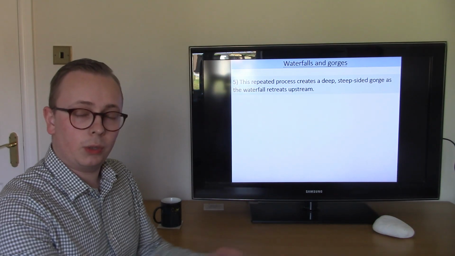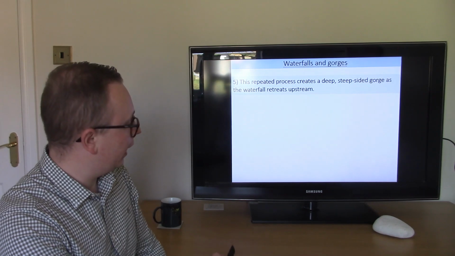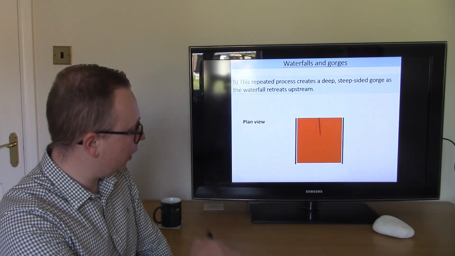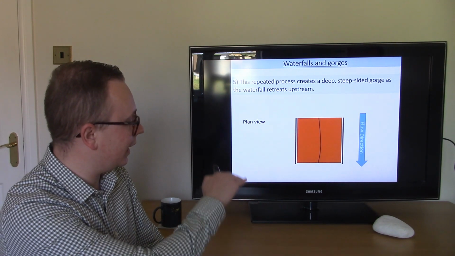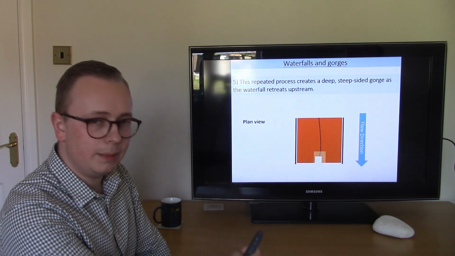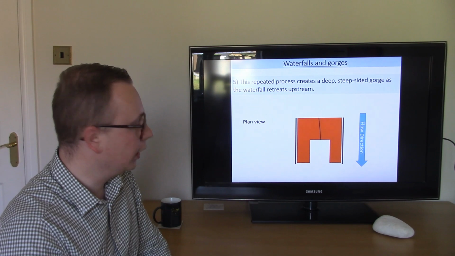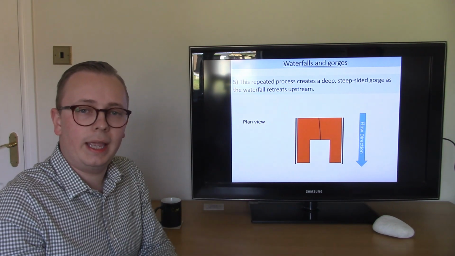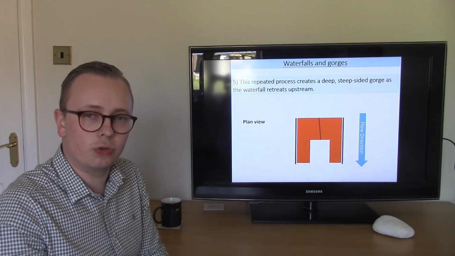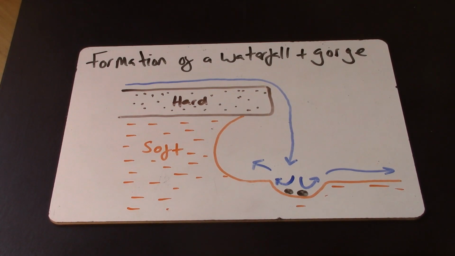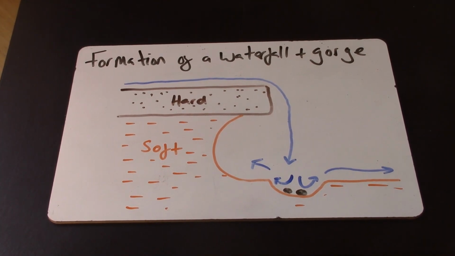So now let's have a quick look at what that looks like from above with a plan view. And so as our waterfall is retreating over time, it's leaving behind this deep, steep-sided river gorge. Now we're going to take a quick look at that in a bit more detail with a hand-drawn diagram. So here's a hand-drawn diagram explaining the formation of waterfalls and gorges.